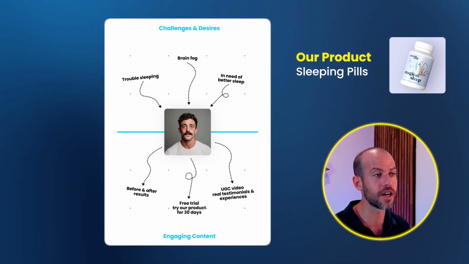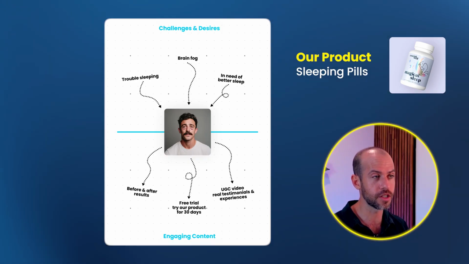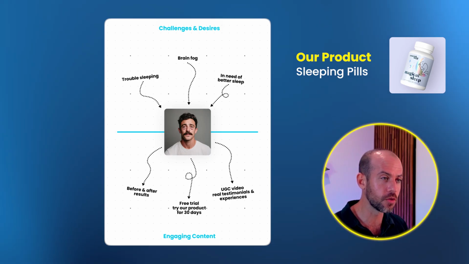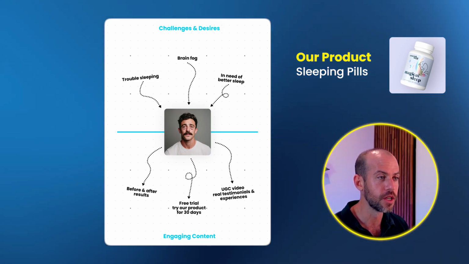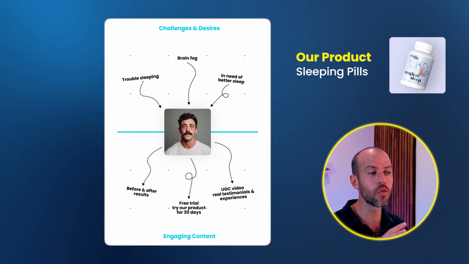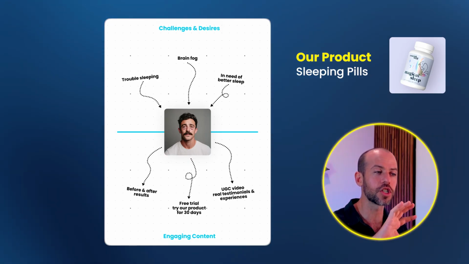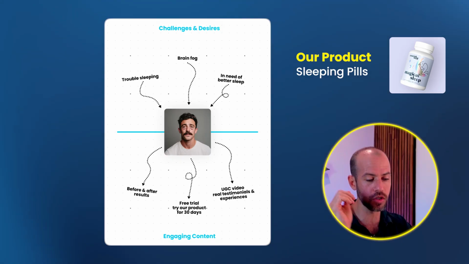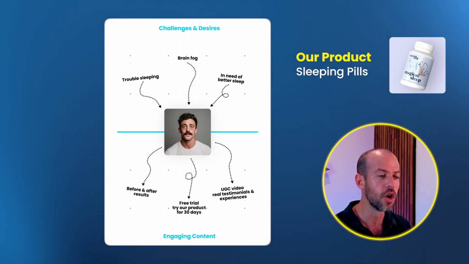Basically go through the exercise, write 3 points at the top, 3 points at the bottom in terms of addressing the challenges and desires and creating the content. But now what I'm gonna do is just go through what I did for this particular example. So our persona obviously has trouble sleeping, brain fog, in need of better sleep. So we're basically writing all the things that they want to achieve, or the challenges they have right at the top. So you can just throw all those things out there of who they are.